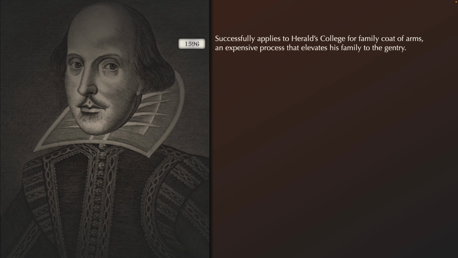In 1596, he successfully applies to the Herald's College for a family coat of arms. I mention this because it's an expensive process, and it would have elevated his family to the gentry. What it shows, I think, is that Shakespeare was successful, that he was making a lot of money as an actor and playwright in Lord Chamberlain's Men. To get a family coat of arms was something his father had wished for but couldn't achieve, and Shakespeare was able to fulfill that family dream in 1596.